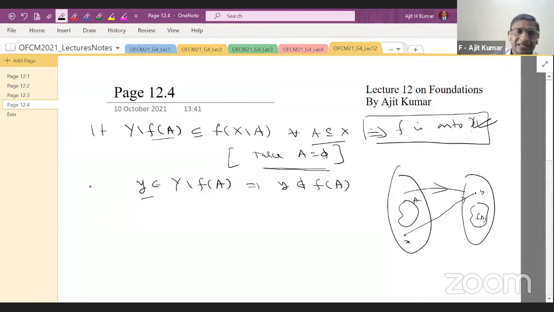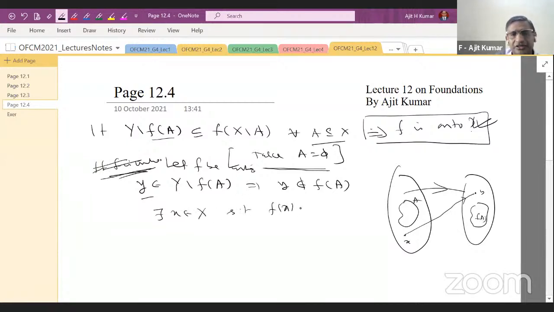So let us assume that f is onto. Let us make this assumption. So if f is onto, then we know that there exists some x in capital X such that f of x is equal to y. Then now we have some x. Now what is it that we wanted to show? We wanted to show that y lies in f of X minus A.